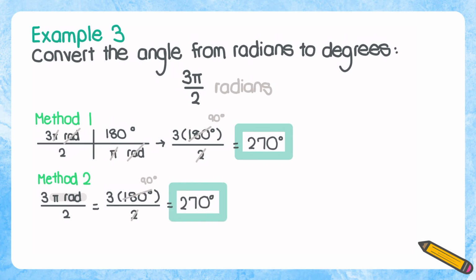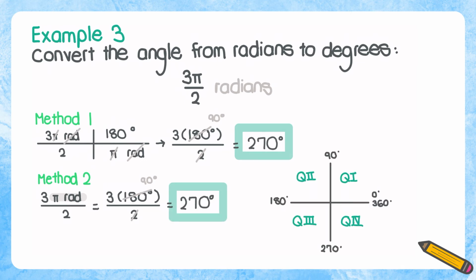And let's take a look at where this lies on the quadrant system. Notice how 270 degrees is right in between quadrant 3 and quadrant 4. So regardless of whether it's written as 270 degrees or 3 pi over 2 radians, the angle is right here.